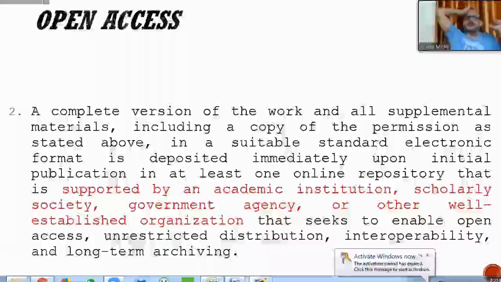The second point is that a complete version of the work and all supplemental materials, including a copy of the permission as stated above, in a suitable standard electronic format, is deposited immediately upon initial publication. What they want to say is that open access means, if I publish any research paper, it should be shared very quickly, immediately, with the whole research community.